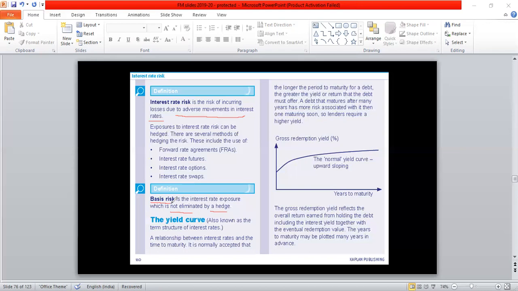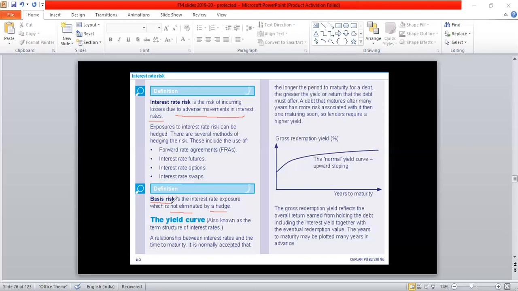Okay. You cannot always eliminate risk. You can only manage it. You can only control it. You can reduce it. In spite of reducing, managing, mitigating, if there is still some more risk which is present, that's called basis risk.